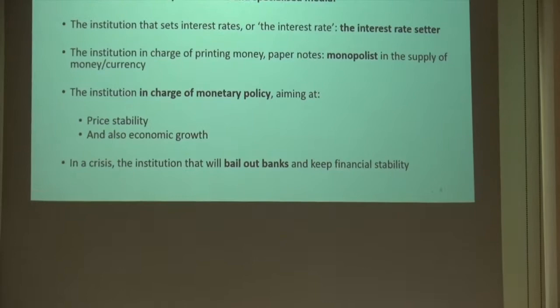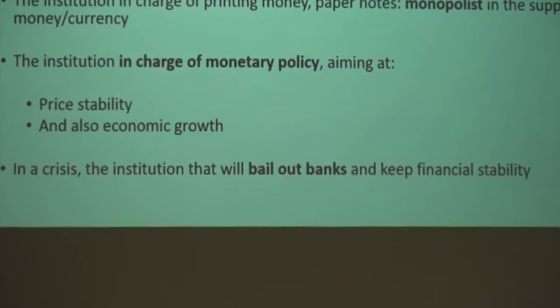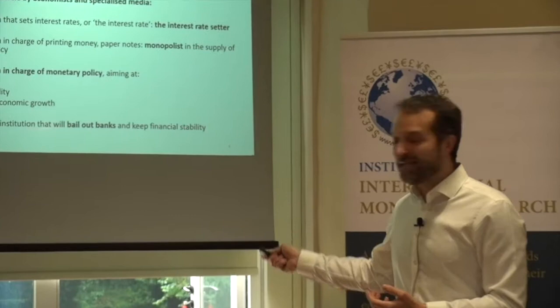What about the other one? In times of crisis, and that's something some of you have picked up on, is the institution that bails out banks and keeps financial stability. The second part is correct. Yes, indeed, it is in charge of maintaining financial stability in the country. But what about bailing out banks? Not at all. It is not the business of the central bank to bail out banks. It is the business of the central bank to lend out money to banks in a liquidity crisis. But that's different. That's different to an insolvency crisis.